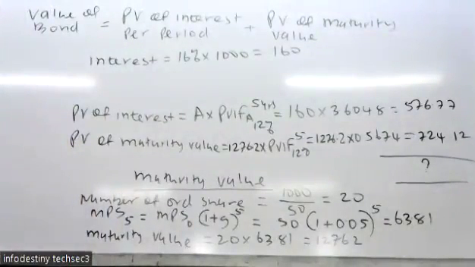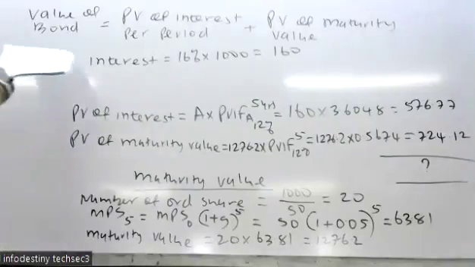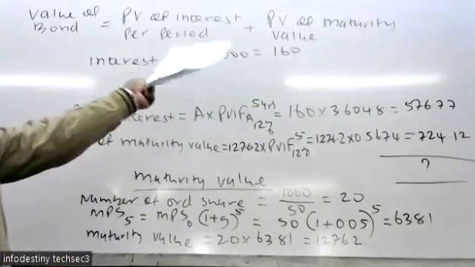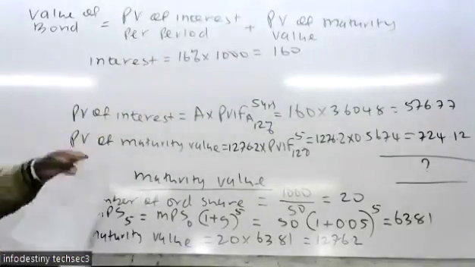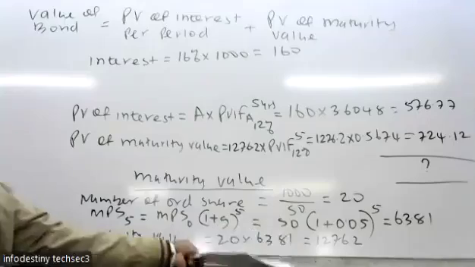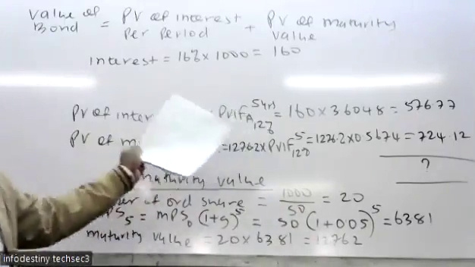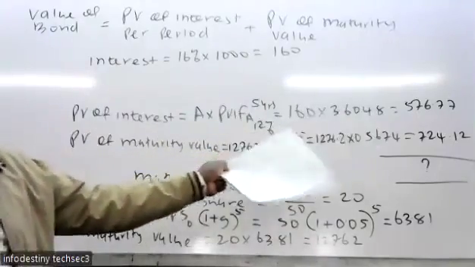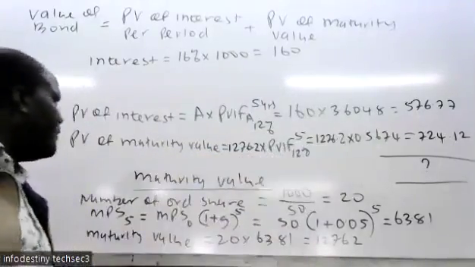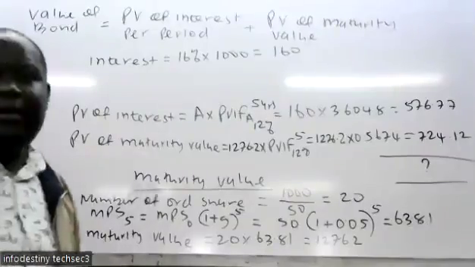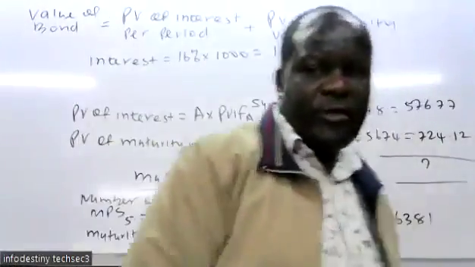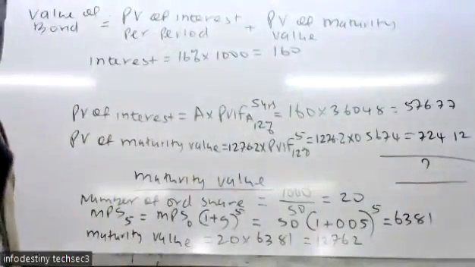So you see what the problem is. The value for the bond's interest has not changed. It will remain 160. But now the maturity value I calculated here, I got this. Then you get the value for the bond. You present it exactly the way it is. What I changed was only the maturity value. Then you get the new value for the bond. So online, I hope it is clear.